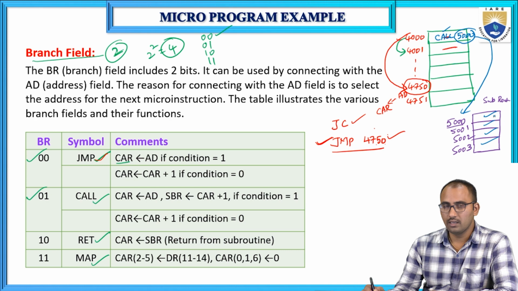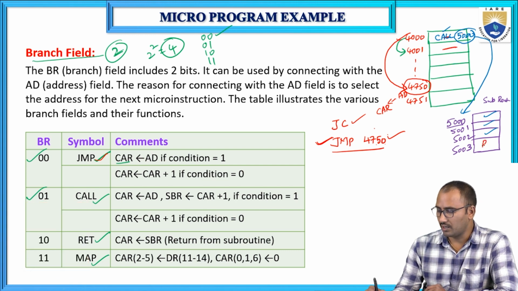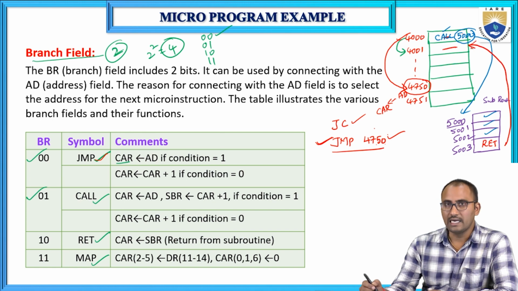In the subroutine, the last instruction will be RET. Whenever the last instruction RET gets executed, the program control will be returned back to the next instruction of the main program. So what is the next instruction? The next instruction is at 4001. So that is a call, and the next one is a return.